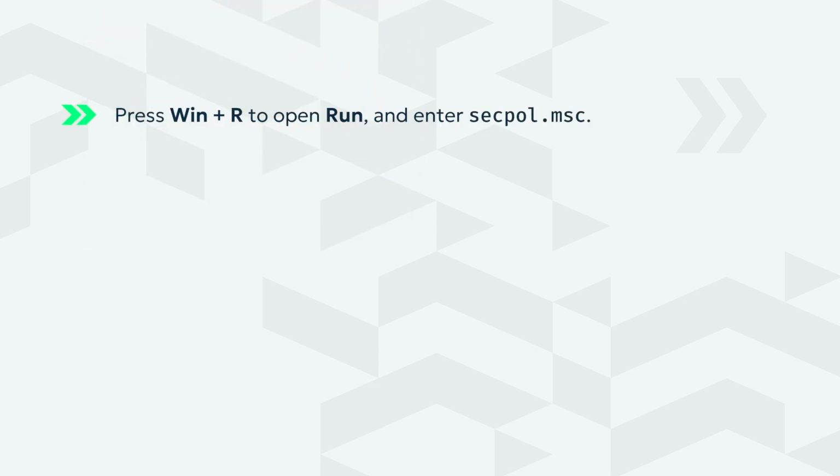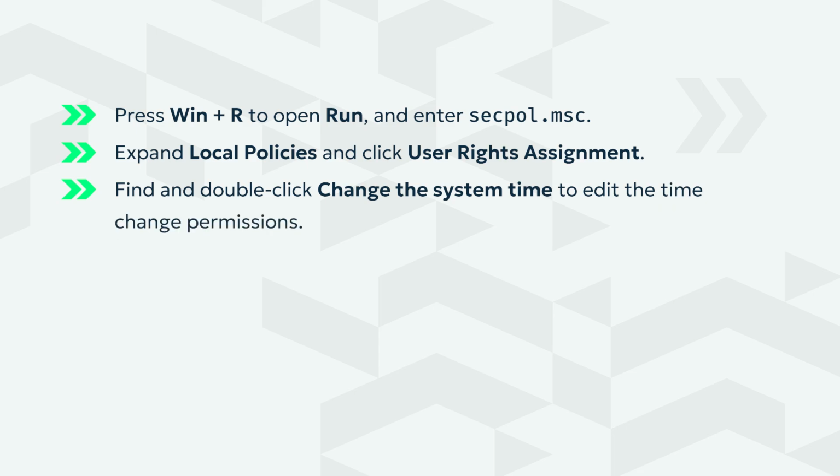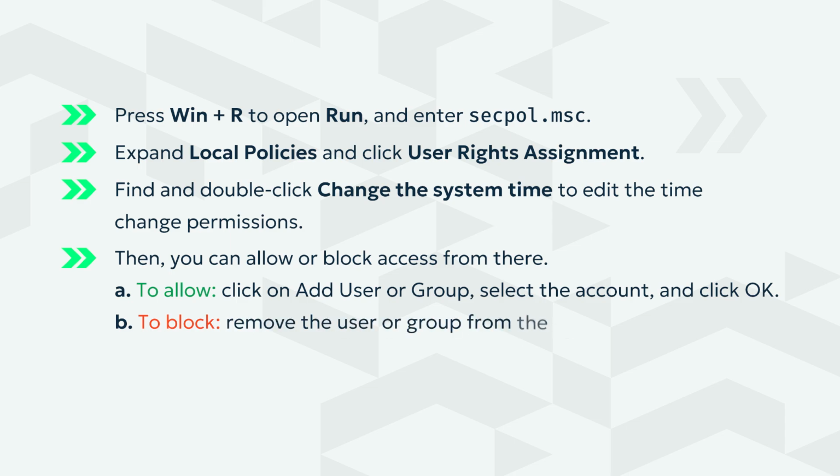Press Win+R to open Run and enter secpol.msc. Expand Local Policies and click User Rights Assignment. Find and double-click Change the System Time to edit the time change permissions. Then, you can allow or block access from there.